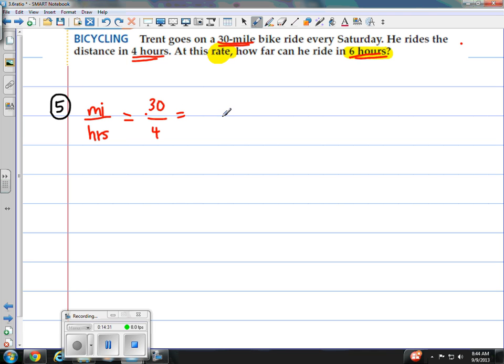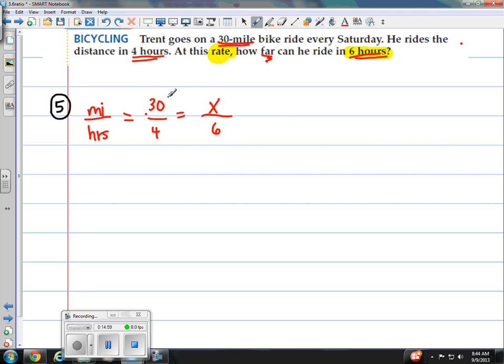And it says at this rate, how far can he ride in 6 hours? So let's come back over here to where we have our problem set up and say hours. Should my 6 go on the top with my miles, or should it go on the bottom with my hours? And it should go on the bottom. Now it says how far, so I don't know the distance in miles. So I have to put my variable x for what I don't know. Now I have my proportion set up: my rate, 30 miles for 4 hours, and I don't know my distance for 6 hours.